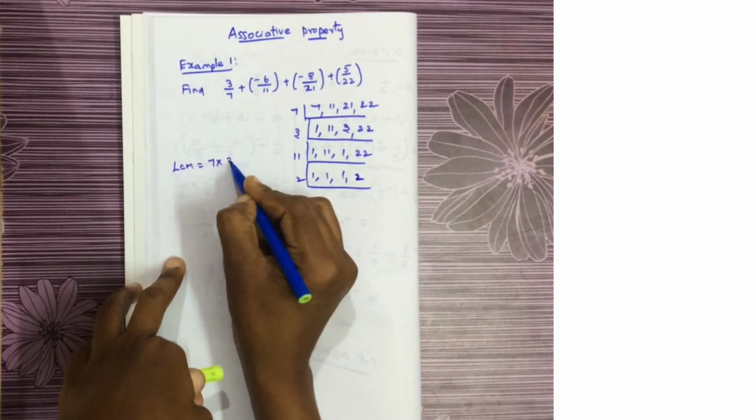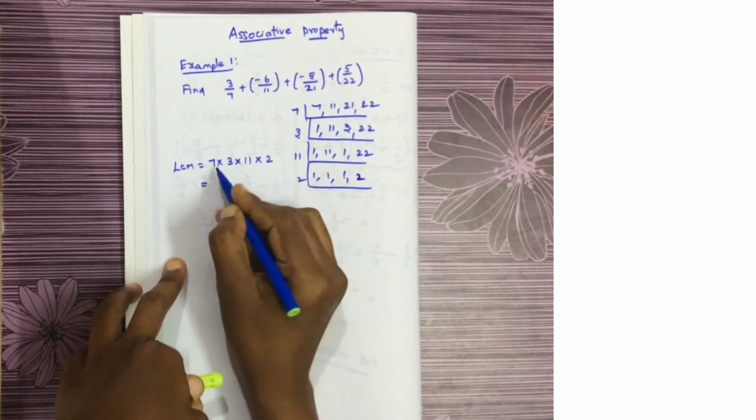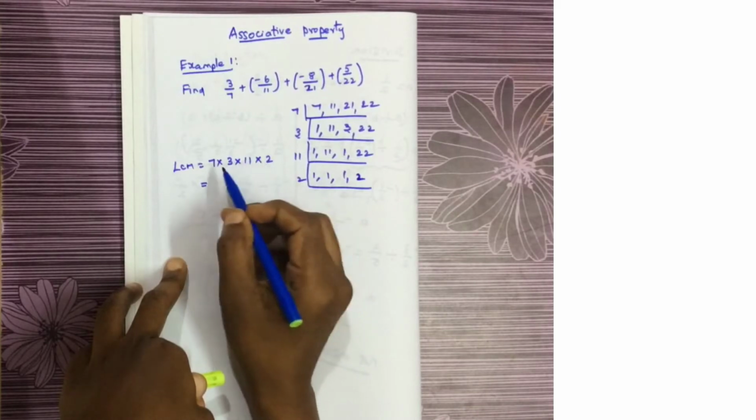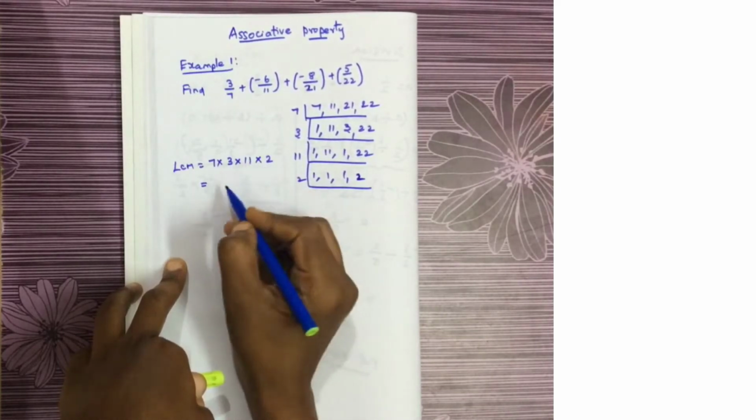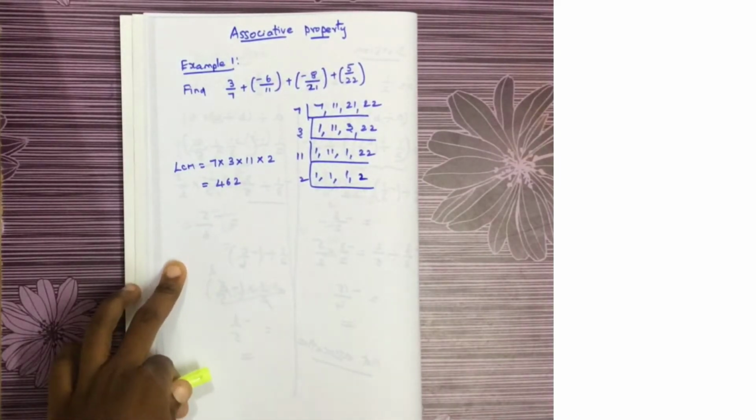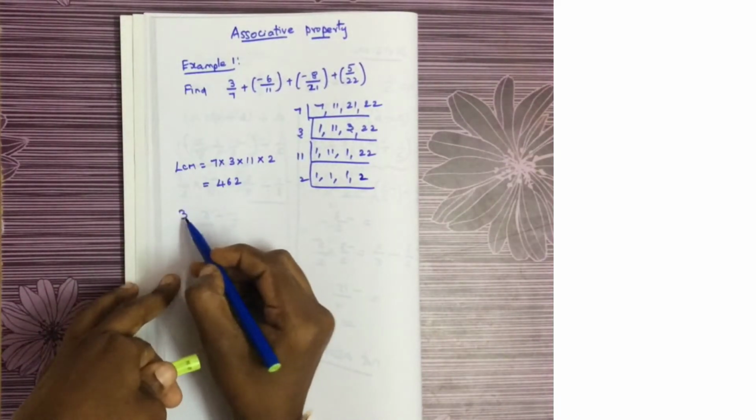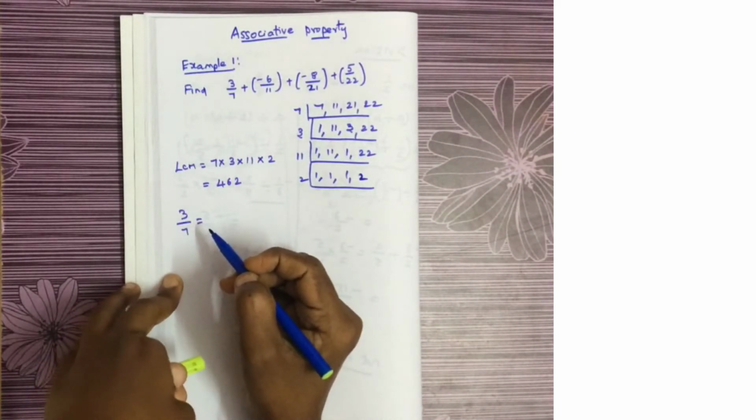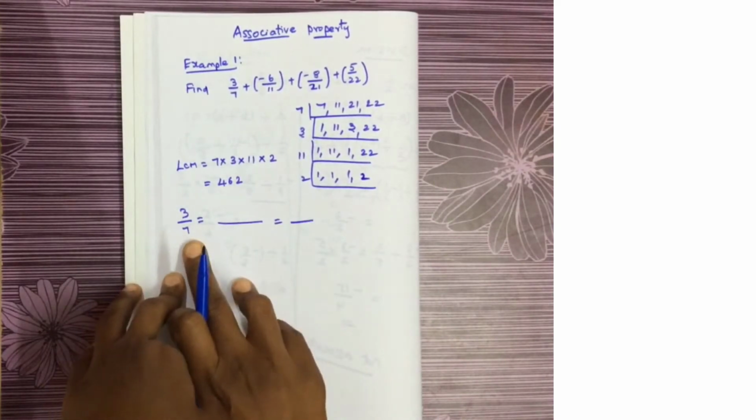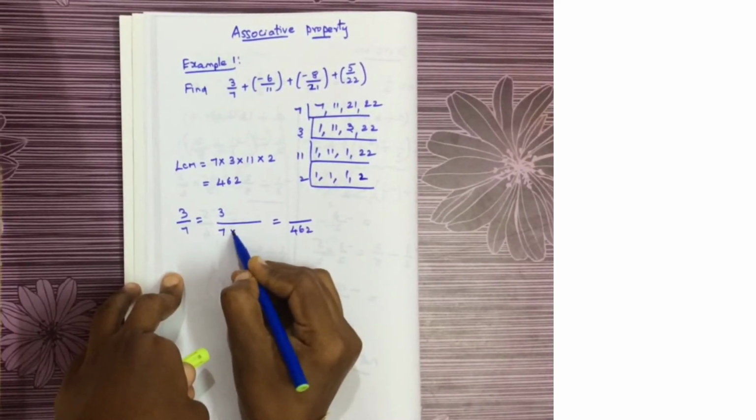7 multiplied by 3 multiplied by 11 multiplied by 2. 7 into 11 is 77, 3 into 2 is 6, and 77 multiplied by 6 gives 462. This is the LCM. So first is 3 by 7. First is 3 by 7, which is equal to this 7 changed to 462. I am writing 3 here and 462 here.